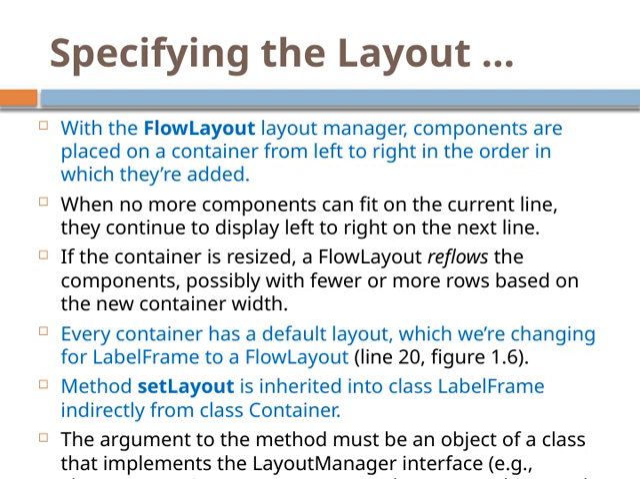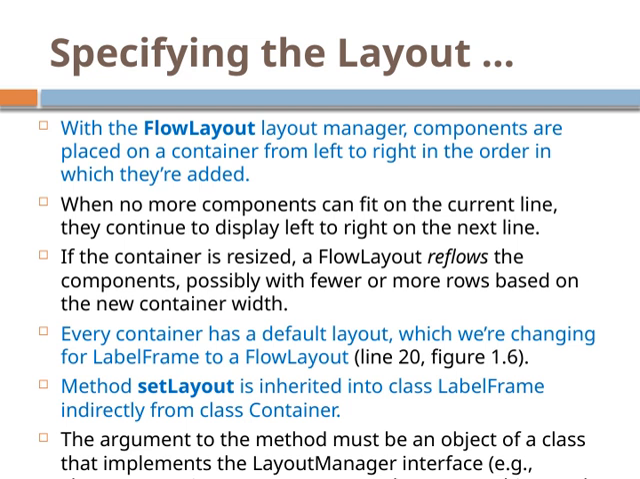When we use the Flow Layout Manager, components are placed on a container from left to right in the order in which they're added. So, as you add components, they line up horizontally. When there's no more room on the current line, the next components automatically continue on the next line, still from left to right. And here's an important point. If you resize the container, the Flow Layout dynamically reflows the components. This means they might shift into fewer rows or more rows depending on the new width of the container. It makes the layout flexible and adaptable to different sizes.